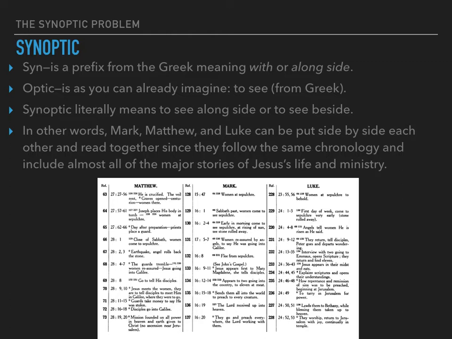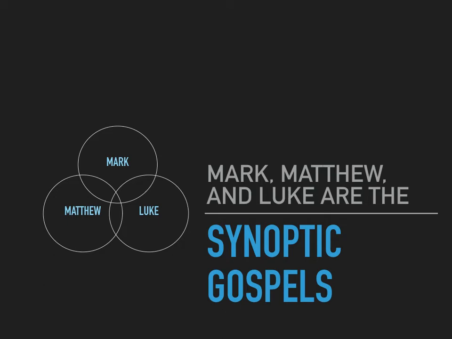And this is an example right here on the page. You've got Matthew, Mark, and Luke side by side. And you can read along side by side like this because Matthew, Mark, and Luke follow the same chronology. Most of the major stories of Jesus' life and ministry are in all three of these Gospels. So that's where we get the word synoptic. You can sit these three Gospels beside each other and read along. So Mark, Matthew, and Luke are the synoptic gospels.